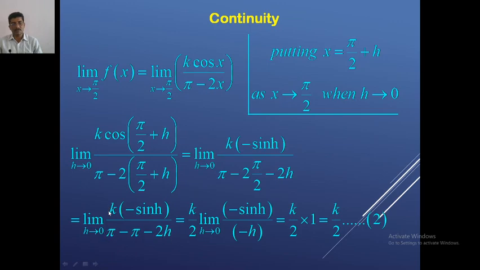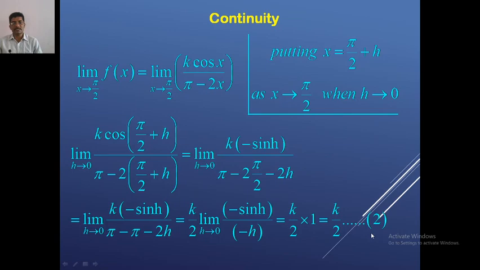K is a constant outside. 2 is a constant outside. You get the limit of minus sin h divided by h. Minus by minus is plus. This one is a standard limit: the limit of sin x divided by x as x tends to 0. You know that its value is equal to 1. Therefore, the value of the limit is equal to k divided by 2.